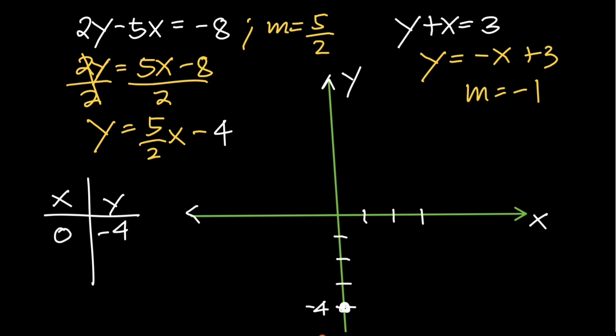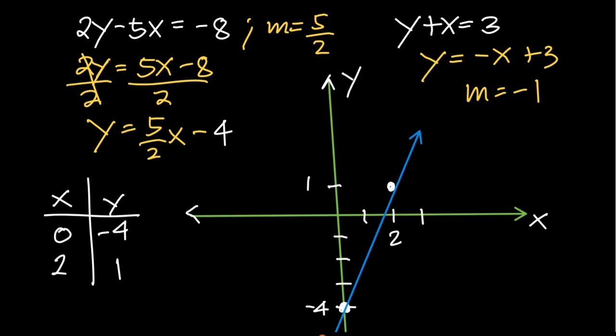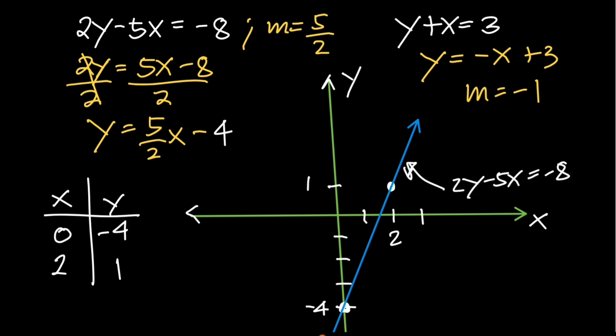And then when x is 2, y is 1. So this is 1, and this is the graph of the first line. See, this is blue. This is the graph of the first line, 2y minus 5x equals negative 8. And now let's graph the other one.